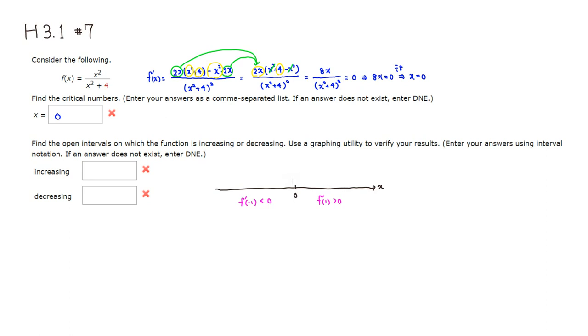So if you look at the original function f, the derivative is negative, so it's decreasing on this interval. And after 0, it's increasing because the derivative is positive. So it's increasing on the interval from 0 to positive infinity. We could have included the 0 there, but since they're looking for an open interval, it's from 0 to infinity. And decreasing from negative infinity to 0. So let's type it in.